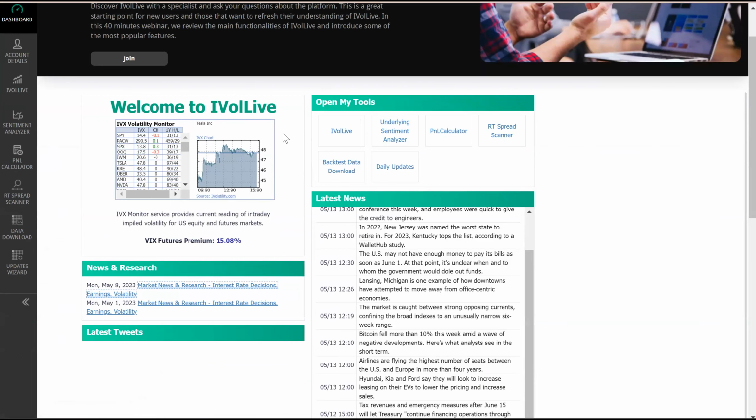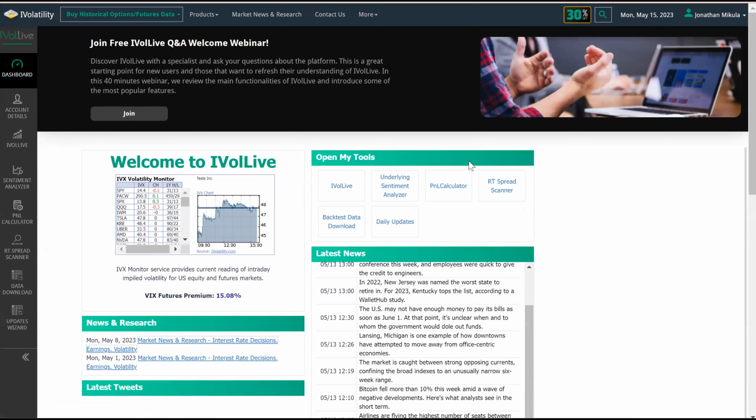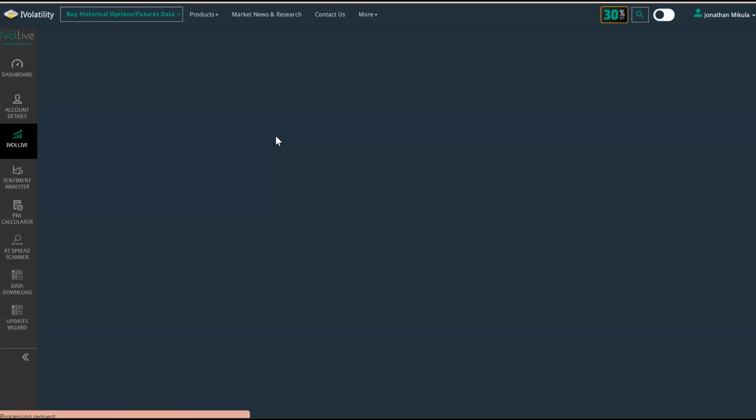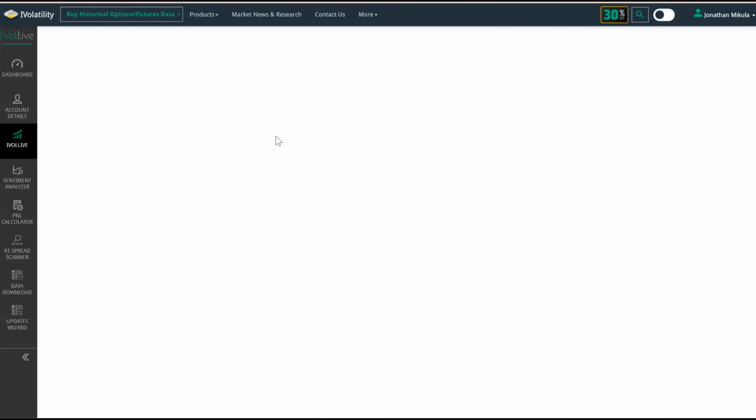So that's the dashboard, just quick, easy shortcuts to get you where you want to be. Again, any given Tuesday, we focus on one of these topics, whether that's IVolLive, underlying sentiment analyzer, P&L calculator, real-time spread scanner, backtest data download, and daily updates. What I like to do on these Saturday sessions is touch on these within the context of the trading week, and some interesting data points.